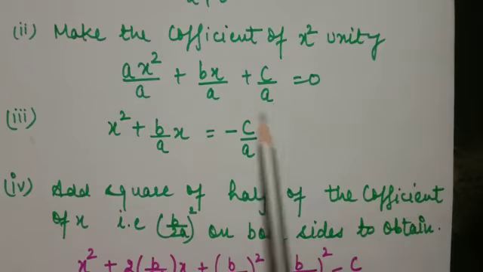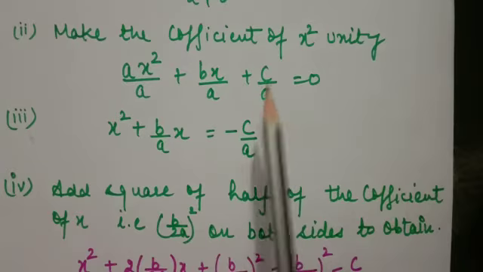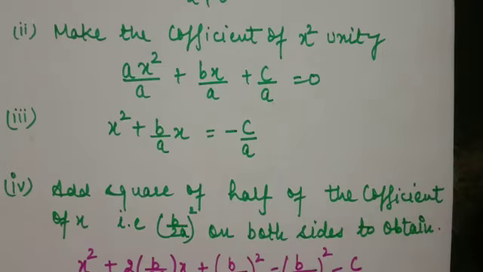We will shift this constant term from the left part to the right hand side. Now the quadratic equation is this. First of all, we have to make the x square term unity. Then we will shift the constant term to the right hand side.